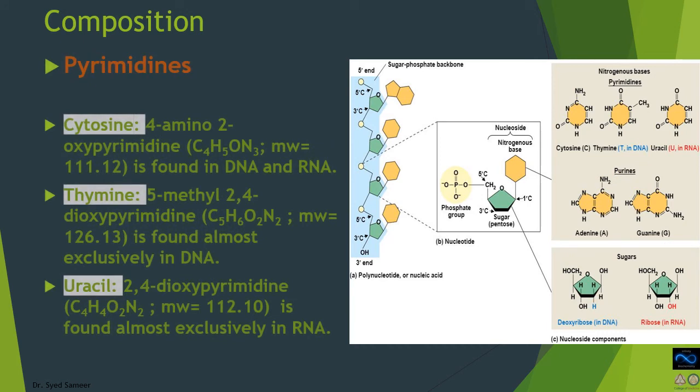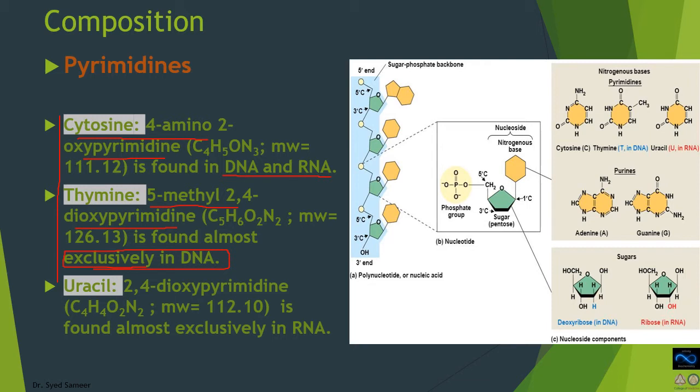As for the pyrimidines, there are three different pyrimidines present in the nucleic acids: cytosine, thymine, and uracil. Cytosine is 4-amino-2-oxypyrimidine and is found in DNA as well as RNA. Thymine is 5-methyl-2,4-dioxypyrimidine. It is exclusively found in DNA only. It cannot be found in RNA.